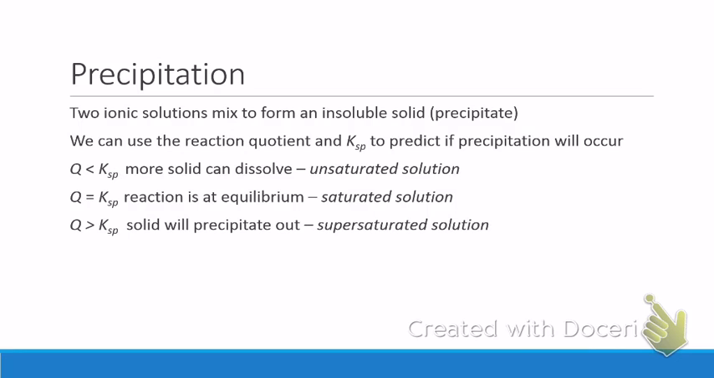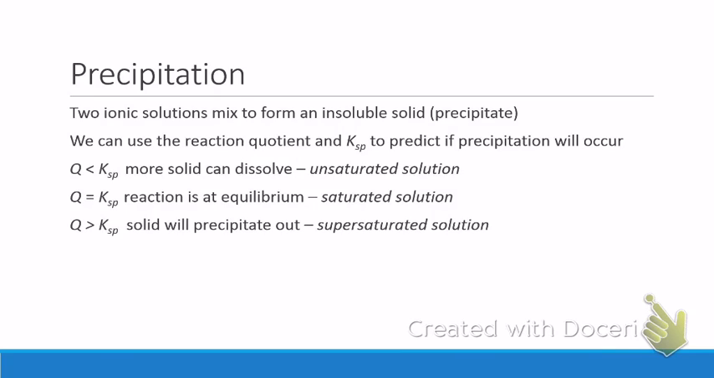By comparing those, we can predict if precipitation will occur. So if our reaction quotient is less than KSP, we will see that more solid can dissolve. The reaction can continue to go towards products. And so that would be known as an unsaturated solution, and we will not see precipitation. If we have a reaction quotient Q that's equal to the equilibrium constant, that means the reaction is already at equilibrium, so you won't see precipitation occur.